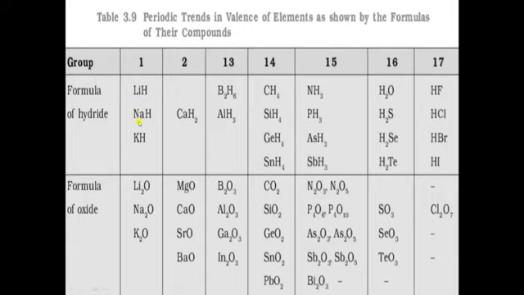In the same way, sodium combines with hydrogen and forms sodium hydride, and potassium hydride. Here the valency of calcium is 2. So when calcium combines with 2 atoms of hydrogen, it will form calcium hydride. Here the valency of calcium is 2. Now in the same way, the 13th group element boron forms B2H6 and this is aluminium, AlH3. So these are hydrides.